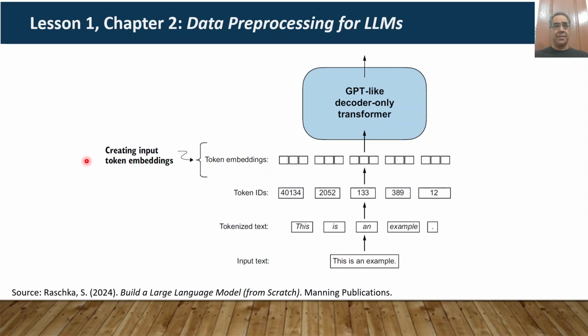Okay, the last step in preparing the input text for LLM training is to convert the token IDs into embedding vectors as shown in this figure.